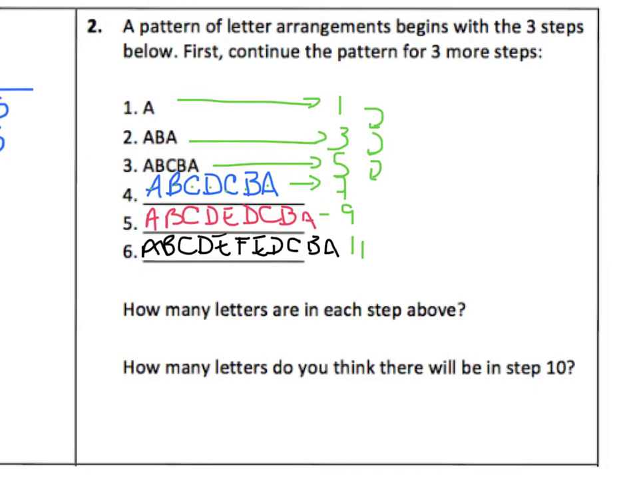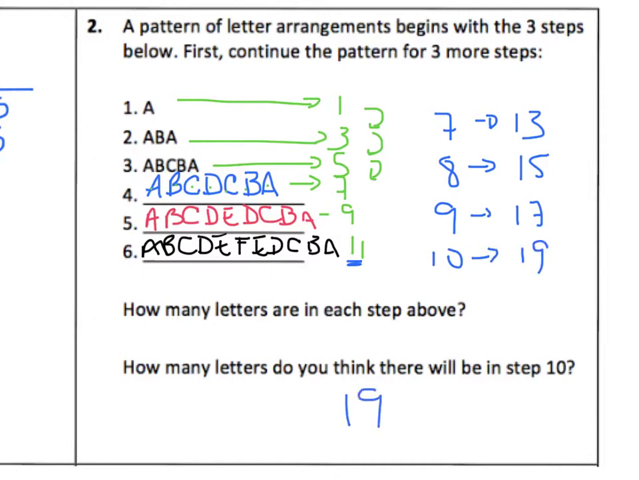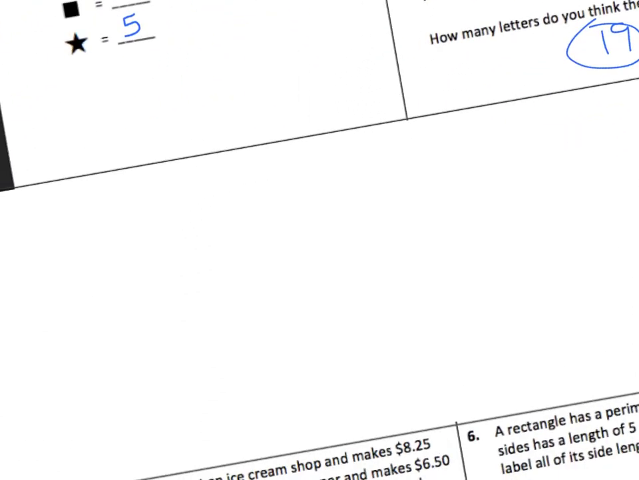So now they're asking in step 10, how many letters will there be? Well, in step 6, there were 11. So that means in step 7, there should be 2 more than there were. So that'd be 13. Step 8 would give you 15. 9 would give you 17. 10 would give you 19. So there should be 19 in step 10. That's some crazy good thinking, and I think you guys are going to be awesome at that.